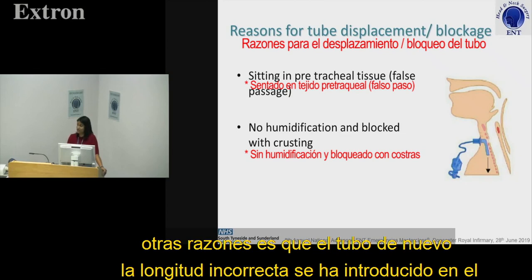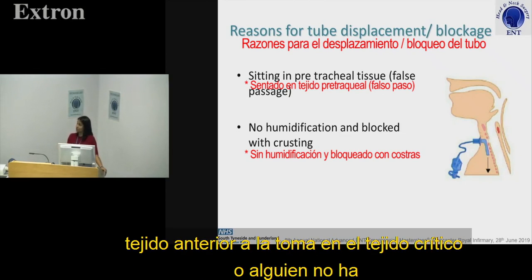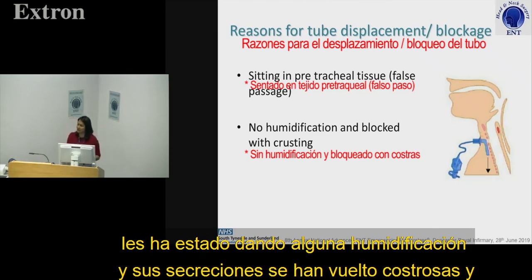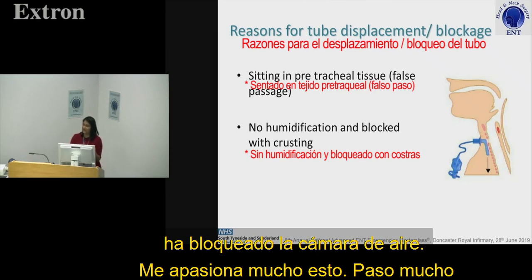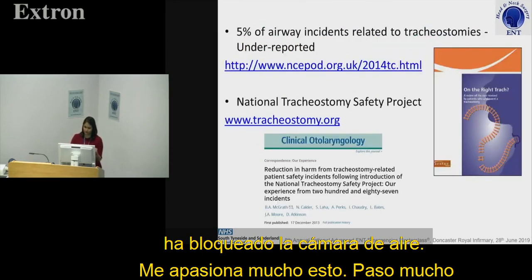Other reasons is that the tube, again, the wrong length has been pushed into the tissue which is anterior to the trachea, in the pretracheal tissue, or somebody has not been giving them any humidification, and their secretions have become crusty and have blocked the inner tube.